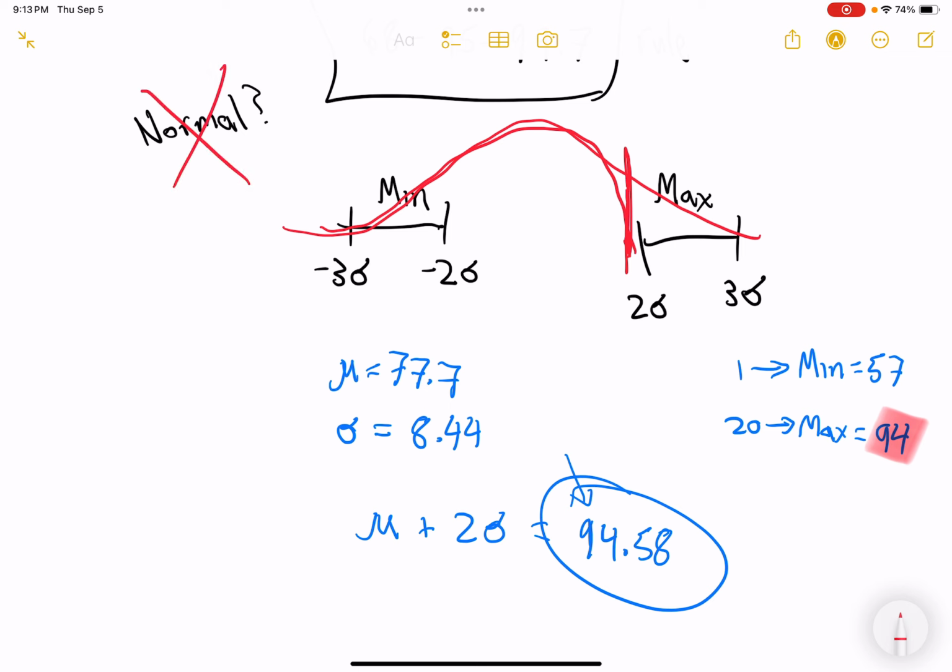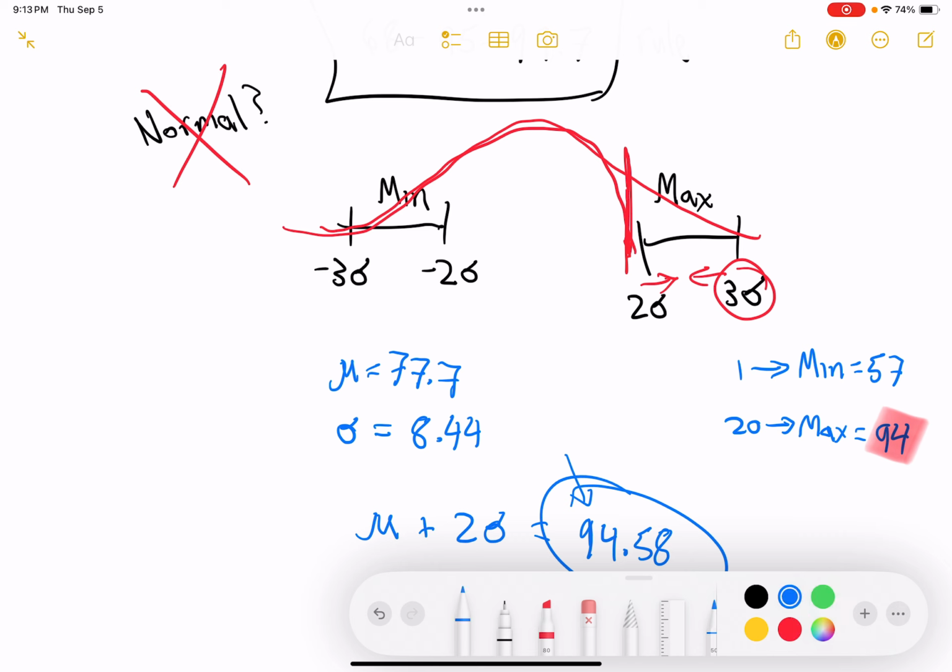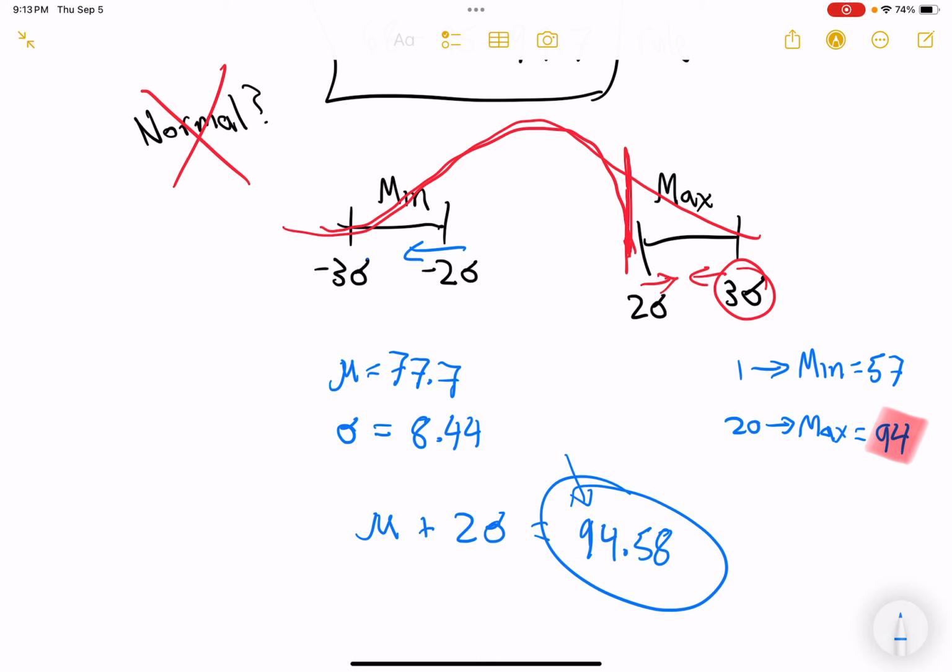Now, if that value worked out, you would then have to test 3 standard deviations from the mean and make sure that your max is lower than that, but higher than 2. And then again, if that proved to be true, you would then want to test the min and see that it is lower than -2 and higher than -3.